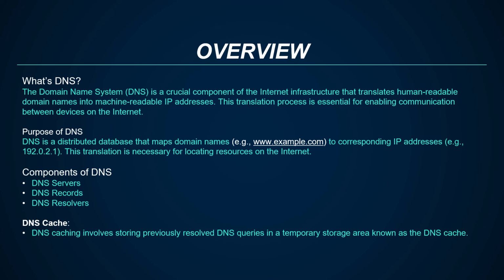The DNS cache. The DNS cache plays a crucial role in the resolution of domain names to IP addresses in the domain name system. DNS caching involves storing previously resolved DNS queries in a temporary storage area known as the DNS cache. When a DNS resolver receives a query for a domain name, it first checks its cache to see if it has a recent record of the corresponding IP address. If the information is found in the cache, the resolver can quickly retrieve the IP address without having to query the authoritative DNS server, which speeds up the resolution process.